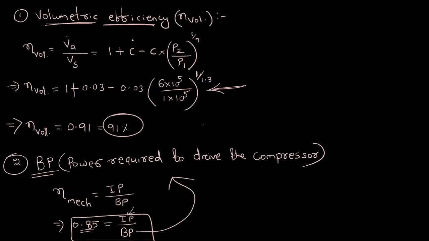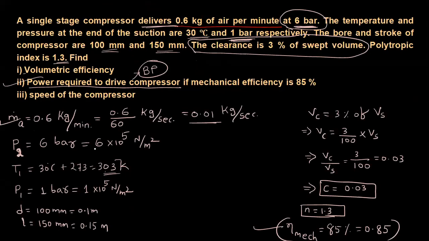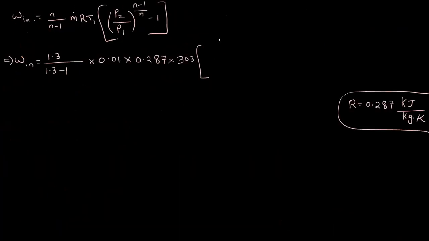P2 by P1: P2 is 6 into 10 to the power 5, and P1 is 1 into 10 to the power 5, so the 10 to the power 5 cancels anyway. Whole to the power (n minus 1) by n, that is (1.3 minus 1) divided by 1.3, minus 1. Solve this and tell me how much input work done or power we are getting.